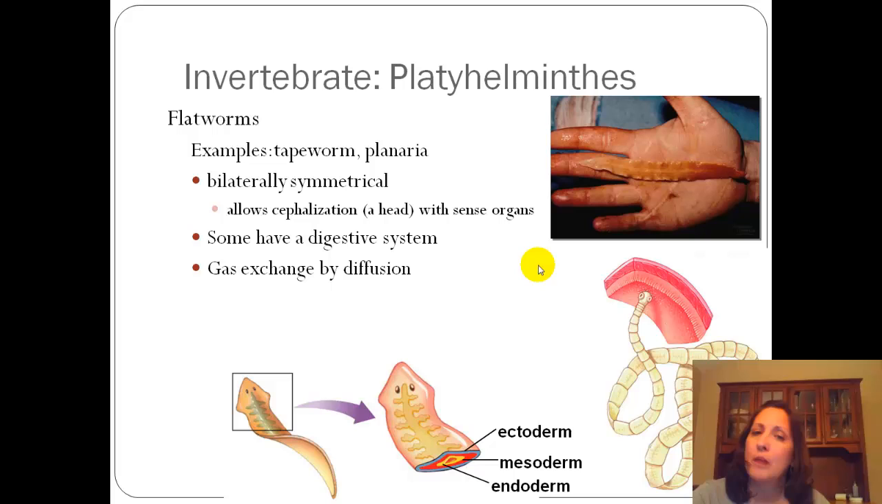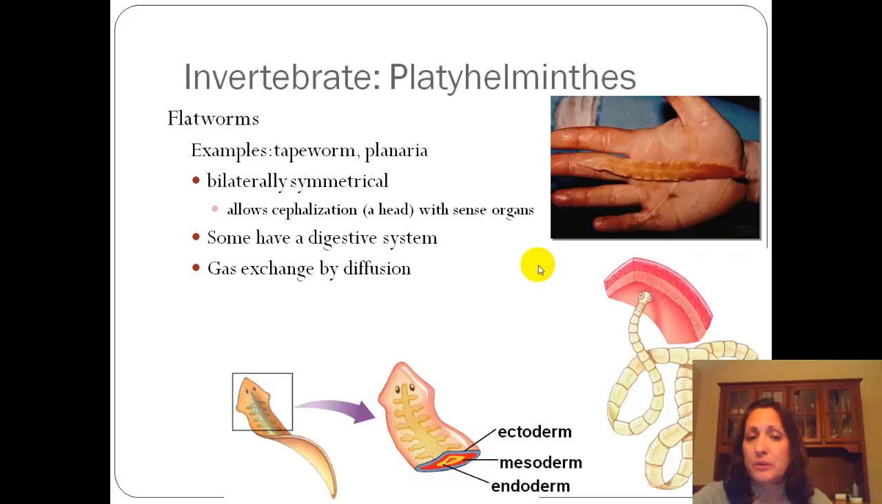And then planaria is another group, and these are free living. So not all of these are parasitic or live off of a host and cause harm to it. These guys have bilateral symmetry. So now we're going to start to see cephalization, or a head, in some of these organisms. And so then we can start to see some sense organs. Some of them can even sense light or dark. They can't see anything. Some of these have a digestive system, not the tapeworm, the parasitic ones, but some of the free-living ones actually have a digestive system.